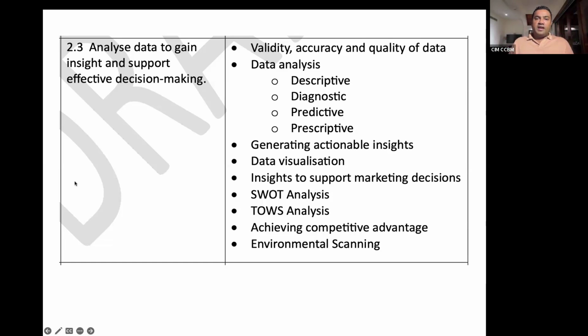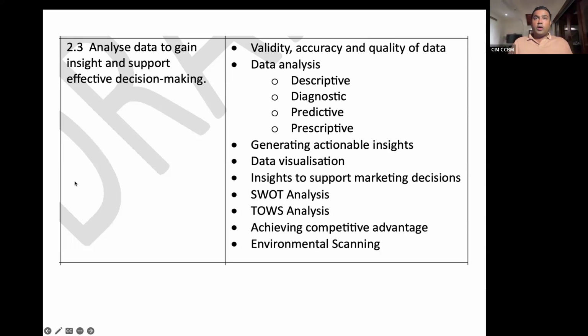Then in terms of data analysis, we have 4 categories: descriptive data, diagnostic data, predictive data, and prescriptive data. You need to study this because these can come for the exam. I'll give you some examples. Then how do you use data, convert it into information, and convert it into insights and actionable insights? We're going to discuss that.